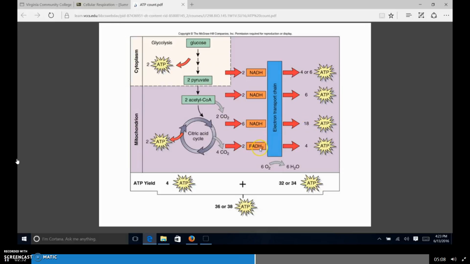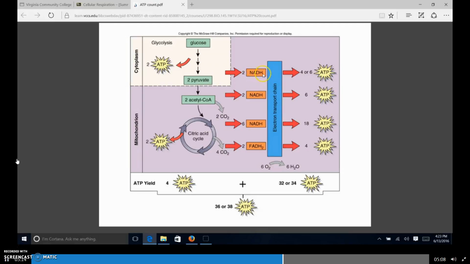Well, FADH2 never went through the first pump. It only went through the last 2. So notice 2 times 2 pumps gives us 4 ATP. All right, so we know the NADH energized 3 pumps here, 3 pumps here. FADH2 only energized 2 pumps. What about this first one? How come we have 4 or 6?